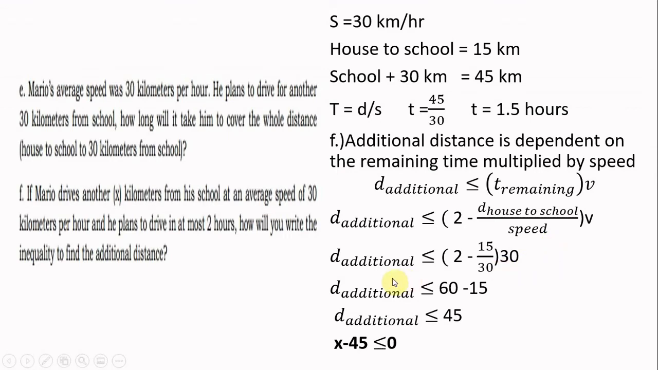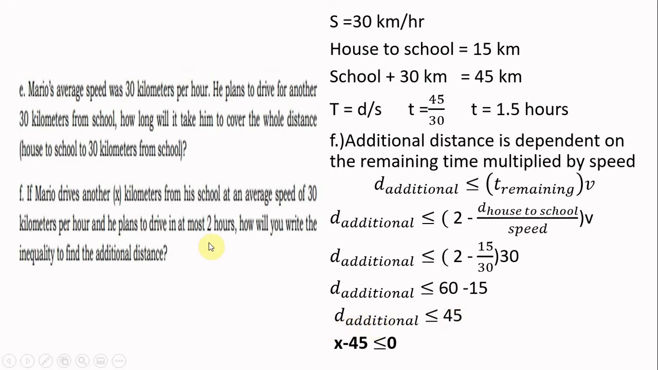Okay, so additional distance is equal to, so we have here 30 times 2, that's 60. Okay, 30 times 15 over 30. You could cancel out this one. So this would be 15. So 60 minus 15, then is 45. So additional distance is less than or equal to 45.